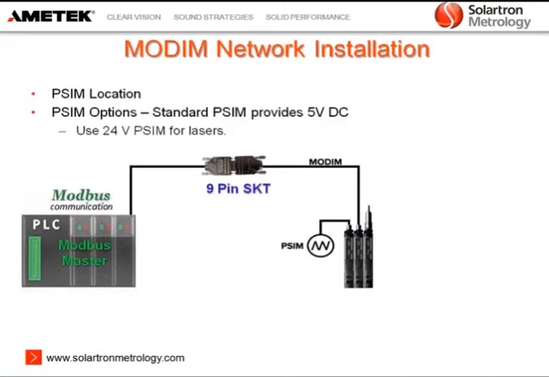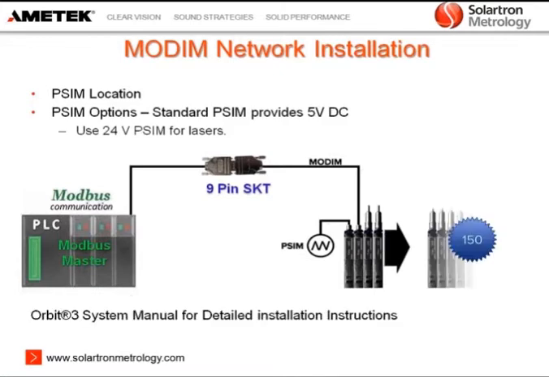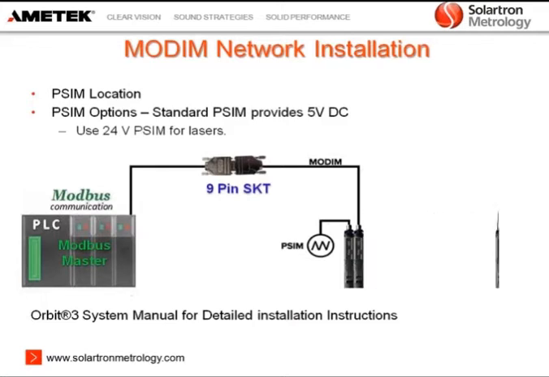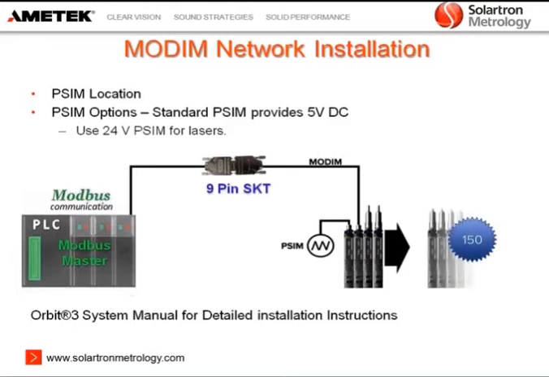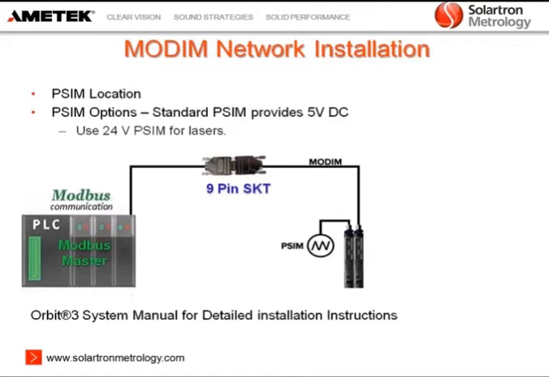And then you can stack up to 150 probes onto your MODIM network, as you can see in this little animation on your screen. But in this slide I'm only looking at the MODIM installation and MODIM interfacing with the PLC. If you need further details on how to install an Orbit network, you can look into our systems manual that is included in the Orbit 3 support pack for Windows.